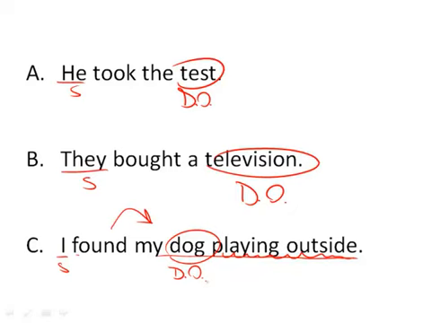So even when the sentences get more complex, make sure you always ask that question for the direct object. What is receiving the verb or the action? And there you will find direct object.